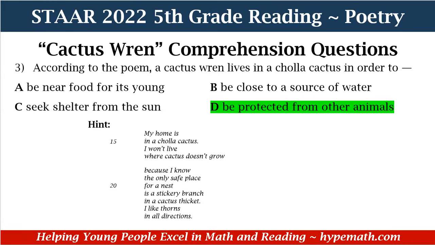If you said D, be protected from other animals, you're right. And here's why. Think about a cactus and how prickly they are and how sticky they are, and those thorns do hurt. Well, with the cactus wren living inside of a cholla cactus, it would be difficult for other animals to get to it, and so it uses the cactus as protection.